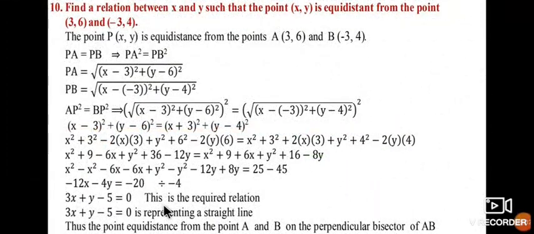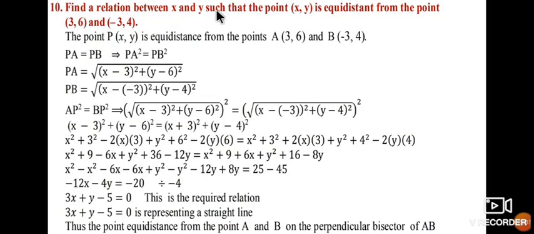Now move on to the last problem. Find the relation between x and y such that the point (x, y) is equidistant from the points (3, 6) and (-3, 4). So we have to find the relation, the equation. We have already done two similar problems.